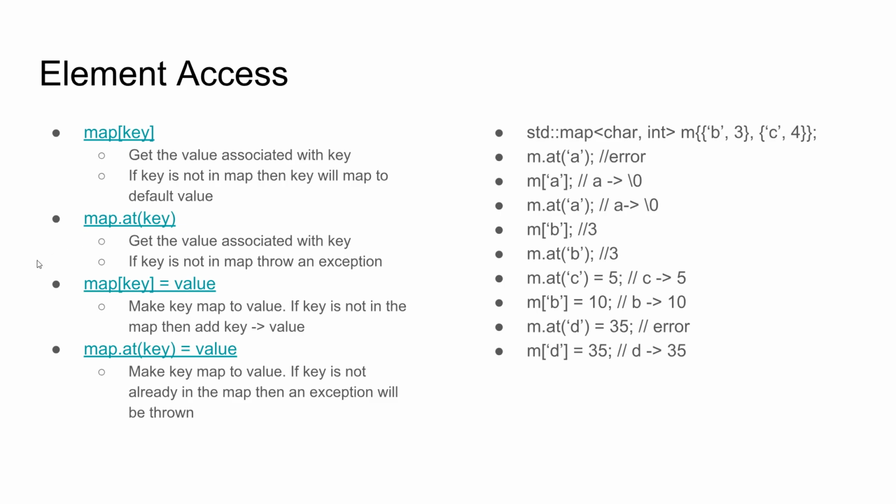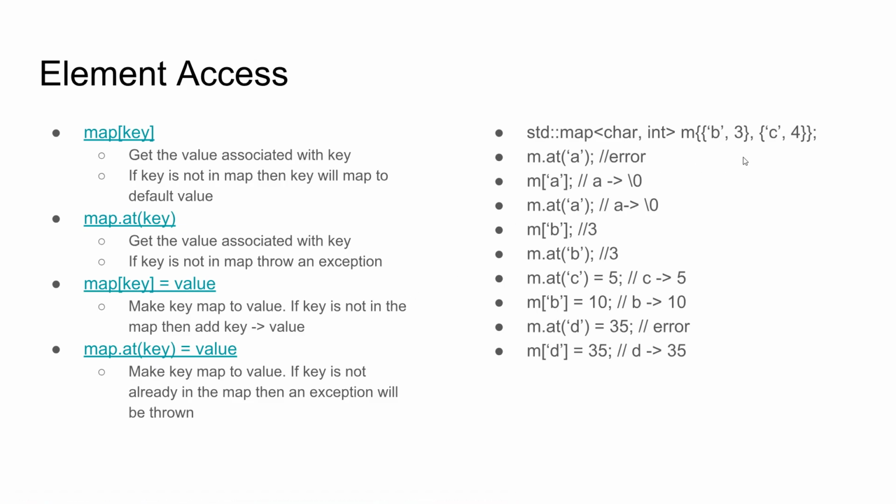Also, again, you can assign, you can make sure that a key gets mapped to some particular value. Here again, if the key is not inside the map, we're going to add a new element to the map, having key now mapped to value. But if you use .at, it's going to replace the mapping. So the key already has to show up inside the container. If it doesn't show up inside the container, you're going to get an error.